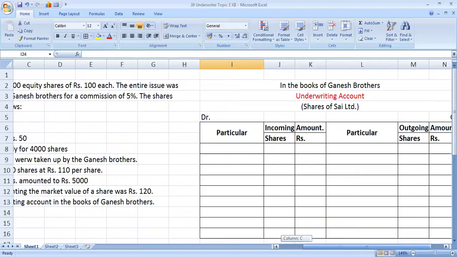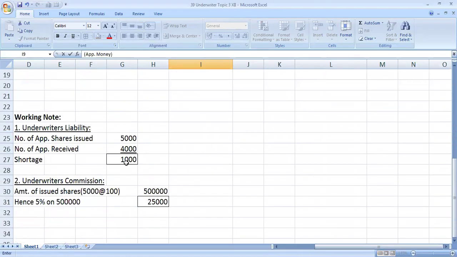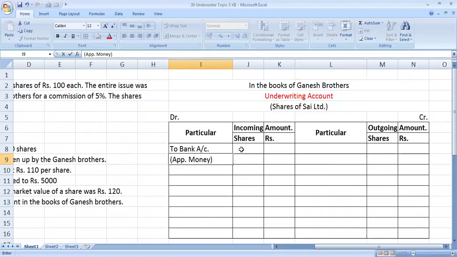Now we are going to the underwriting account. First entry, to bank account, underwriter's application money. Here I have calculated underwriter's liability, that is 1000 shares. It means incoming shares, 1000 into application rate ₹20, that is amount 20,000.